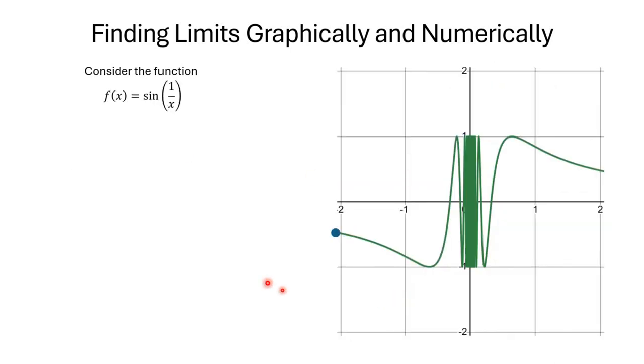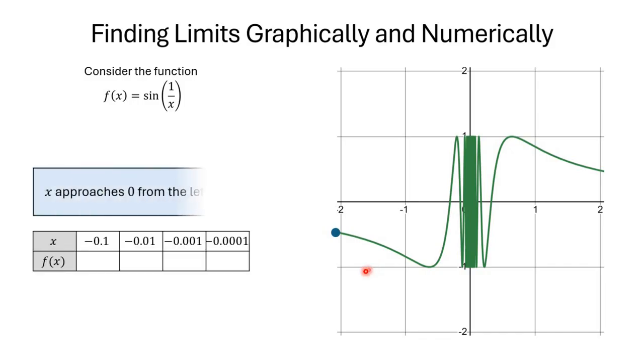Last example, let's take a look and consider the function f of x equals the sine of 1 over x. And here you can see a little graph of the function there. Let's do the table first in this case and see what happens with the table. So let's approach 0, because here we have 0 as the place where this would be undefined. 1 divided by 0 would be undefined. Let's approach 0 from the left.